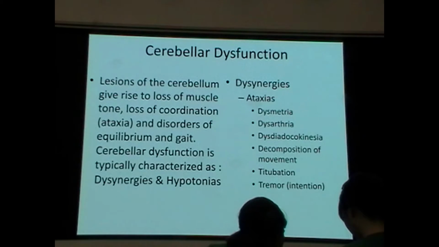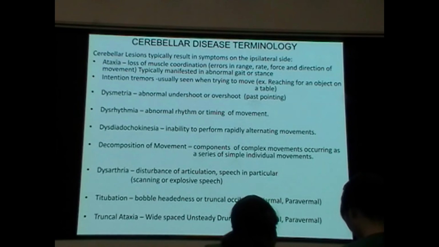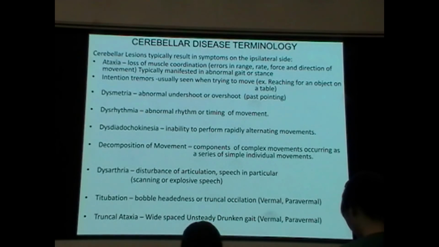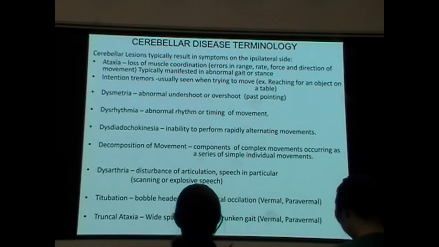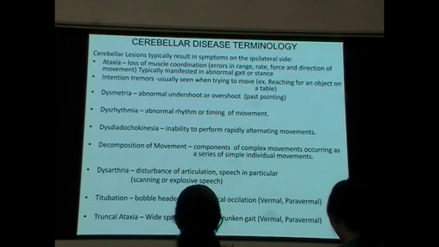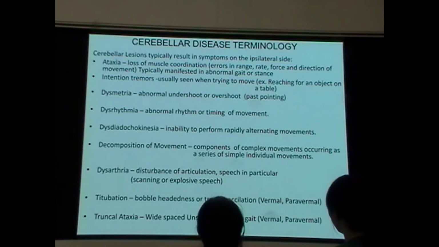All right, and here's a list of some of these things in relationship to this. Truncal ataxia: a wide-spaced, unsteady gait, a drunken gait. Your feet are farther apart because you're afraid you're going to lose your balance, like when you walk out of the establishment on Saturday night. An ataxia is a loss of coordination. Ataxias are common to cerebellar diseases.